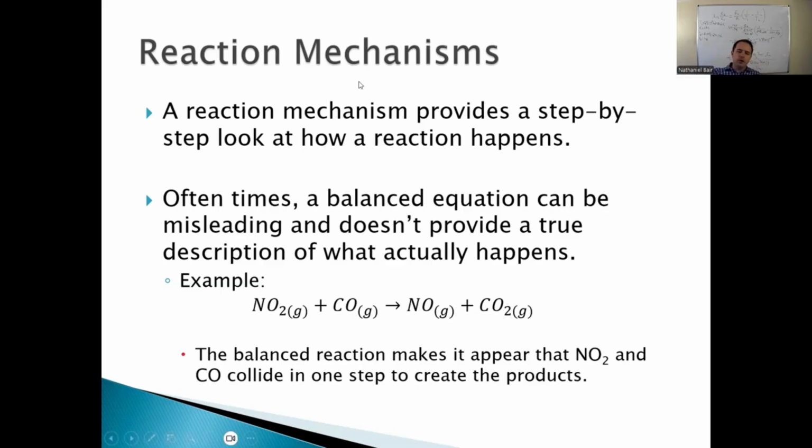In Chem 101, when you learn to balance chemical equations, this can be super duper misleading. Here's why. When we look at a balanced chemical equation like this one, it looks like what's happening is NO2 is reacting, slamming into CO, and we get NO and CO2 in one step. But that's not what a balanced chemical equation actually is. A balanced chemical equation just tells you essentially the net result of a reaction. These two things got changed into these two things. But it doesn't necessarily mean that the reaction occurred in one step.